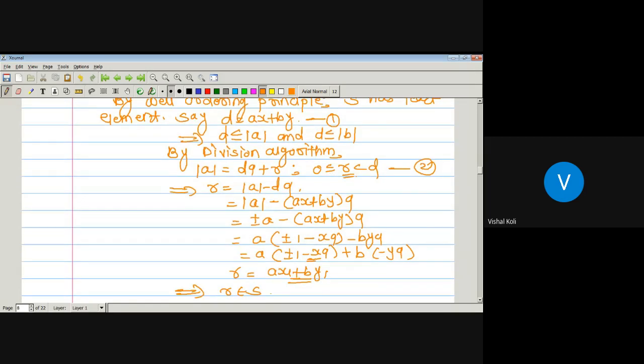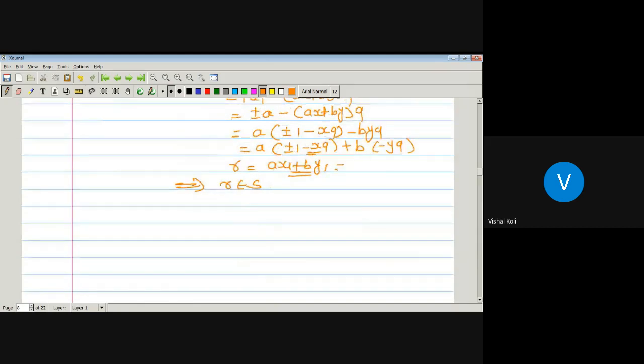It means that R is always positive and R is in this form. It implies that R must be a member of S. Now, as R is a member of S, R has two possibilities: either R will be equal to 0 or it is greater than 0. Here we will assume that R is greater than 0. If R is greater than 0, then we get a contradiction to D as the least element.